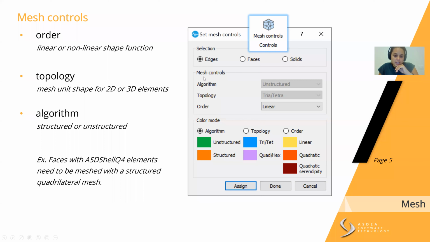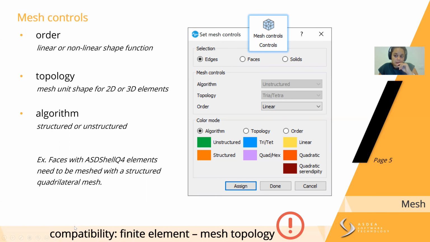Anyway, you can define the algorithm with which your mesh will be built, the topology of your mesh, so the mesh unit of the single unit of your mesh, and then the order, of course, the order we talked about before: linear, quadratic, or quadratic serendipity. For example, if you're using a shell element for your model, you need a mesh that is structured and with quadrilateral elements to be able to use that kind of element in your model. This is because you need to ensure compatibility between the finite element that you're choosing and the topology that you want to assign to it. So there needs to be compatibility, otherwise STKO will yield an error saying that the mesh you're trying to apply requires more nodes than your element allows, or vice versa.